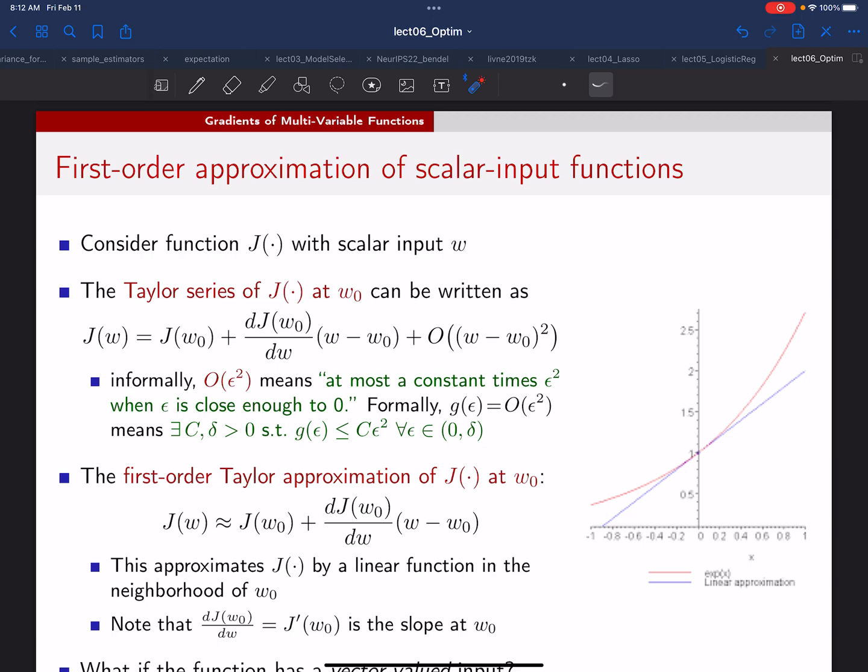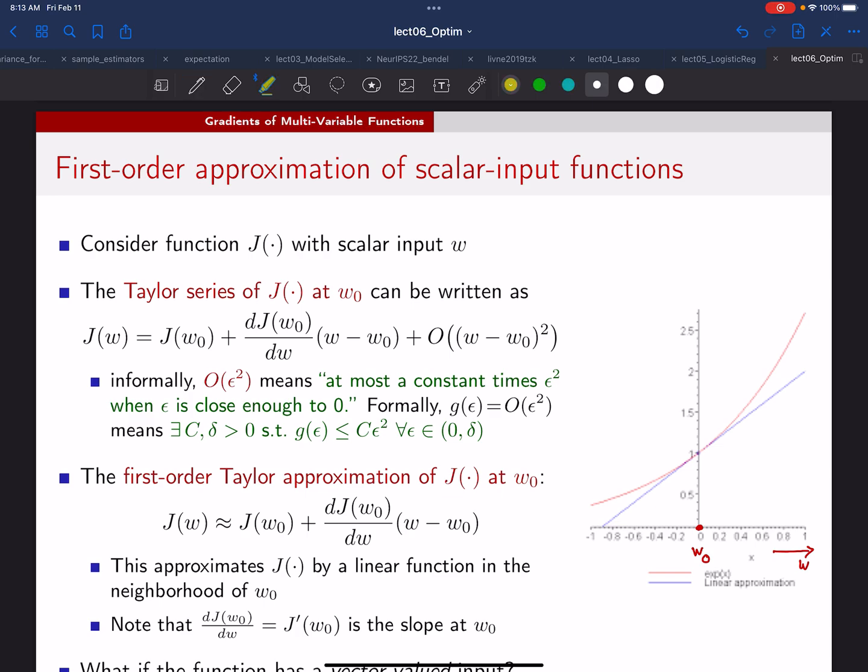So in the case of a scalar input function, J just has a scalar input and a scalar output. So for example, on the right, the J could be this red curve. And actually, this should be W, according to the notation on the slide. And what we'd like to do is approximate this function at a particular reference point. That reference point we'll call W0. It happens to be the origin in the picture.